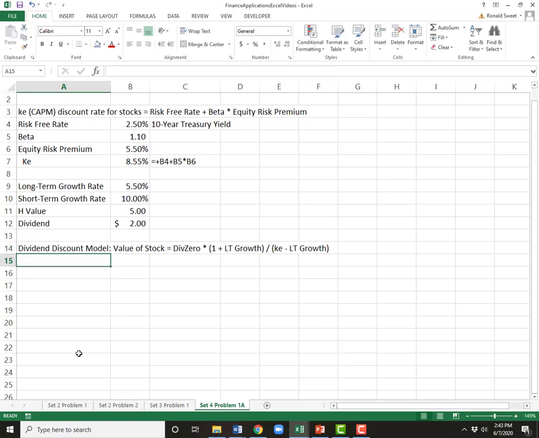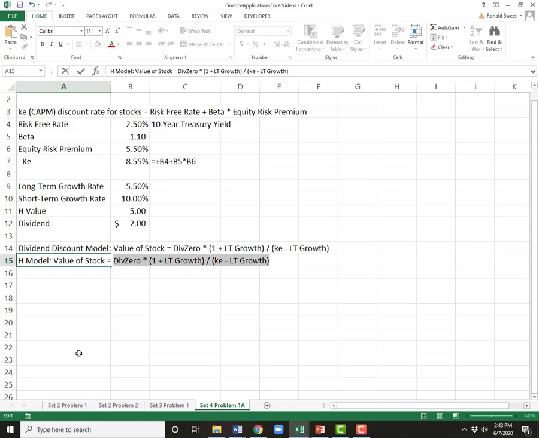The other model we'll use is the H model. There it says that the value of the stock, I'm going to copy this over. You don't remember all these formulas, you don't have to put them in your version of your Excel. So this one is almost identical to the dividend discount model, but we're going to add one section.